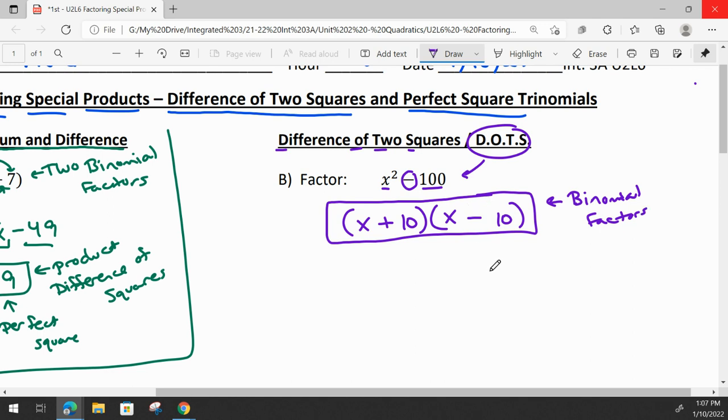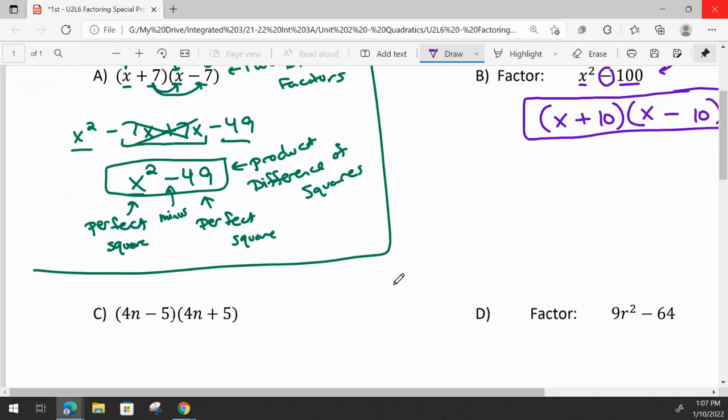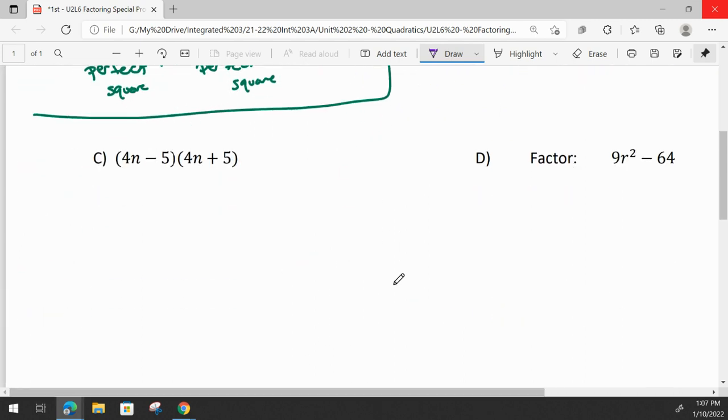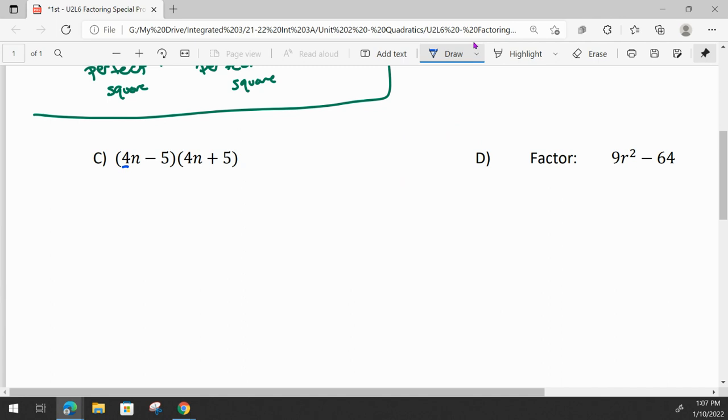Okay, so hopefully that wasn't too difficult. And hopefully you remember these from Integrated 2A or Algebra 1, whichever you had. So now we're going to look at one that has a number in front. So if you have a number in front of the variable, the first term here times the first term here would end up giving you 16n squared.